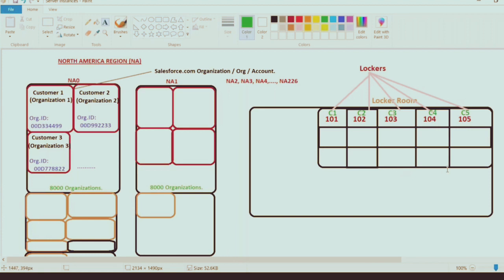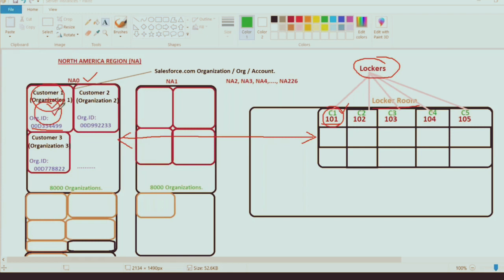Okay, now tell me here, between these two concepts, do we have any difference now? In whatever way we have the locker room, in a similar way we have a server. Whatever way we have the locker, we have the organization. A locker number is available; we have an organization ID here. Here also the customer has some valuable properties.